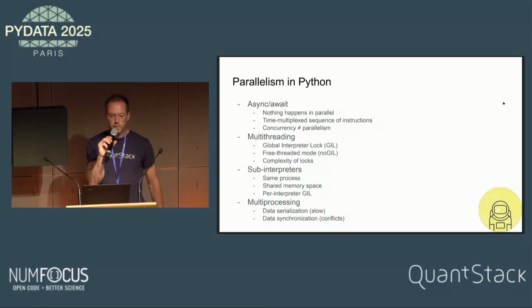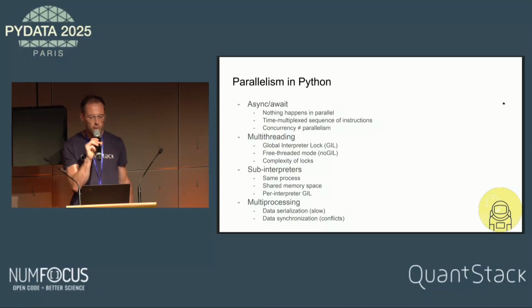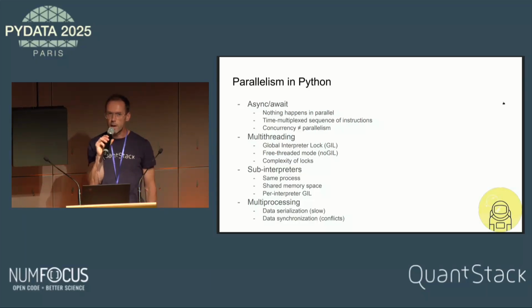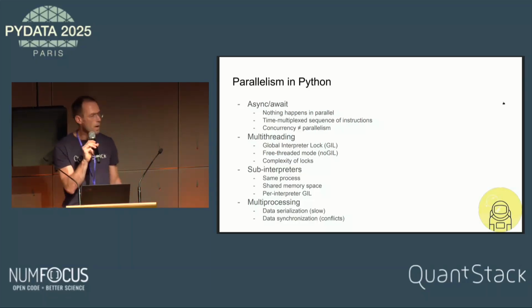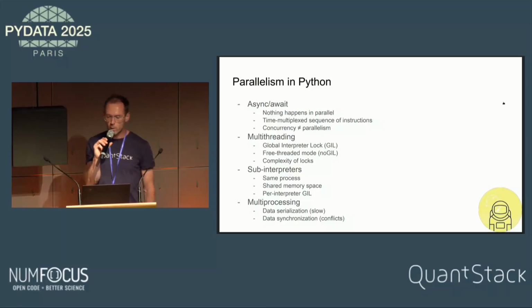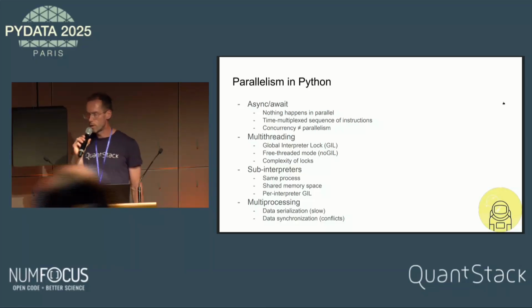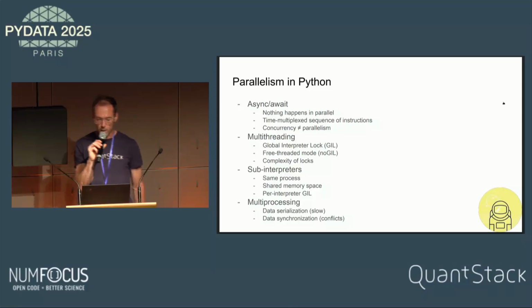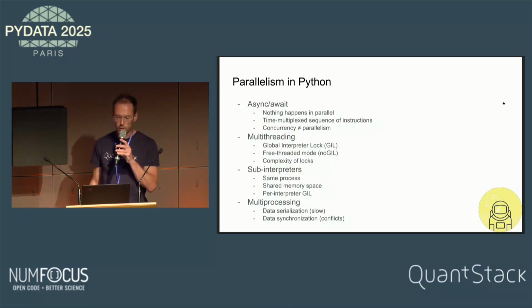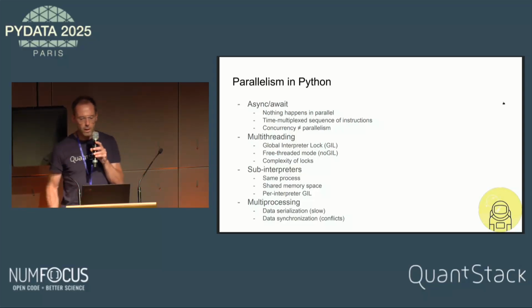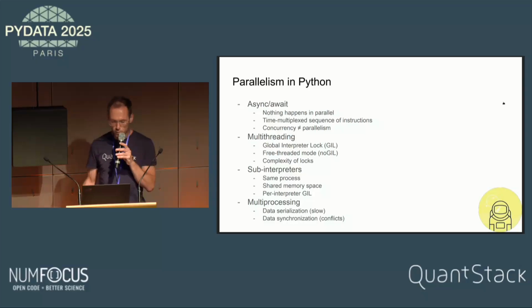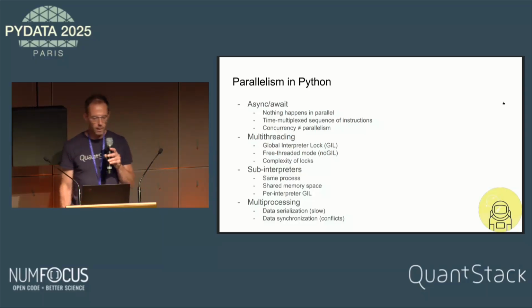First, async await, but you probably know that with async await, nothing really happens in parallel. It's more like a time multiplex sequence of instructions, and we talk about concurrency rather than parallelism in this case. There is also multithreading in Python, but as you may know, there is the infamous GIL that prevents us from really running threads in parallel, unless you do that in C extensions, but you have to manage it yourself.